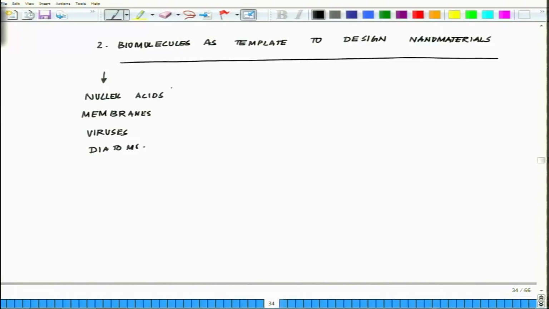Okay, coming back to where we were. So, you have nucleic acids, membranes, viruses and the diatoms. These are used as templates to synthesize nanomaterial. DNA is widely known as an excellent biomolecular template that has a strong attraction with transition metal ions. For any transition metal ion nanomaterial synthesis, DNA could be used as a template.